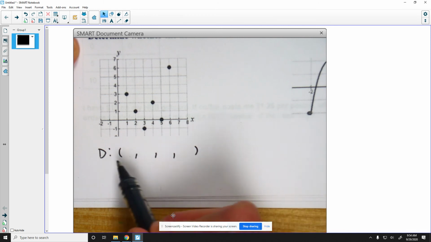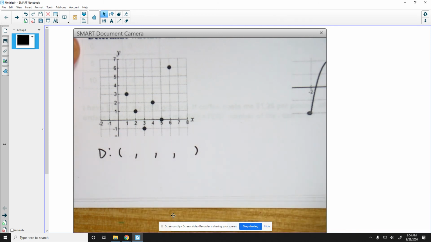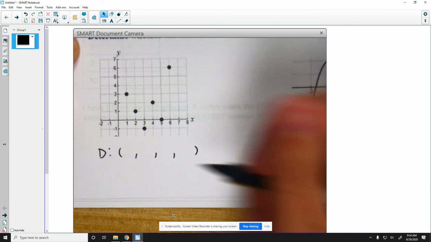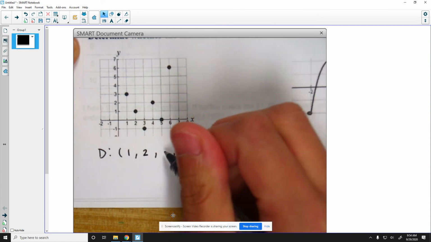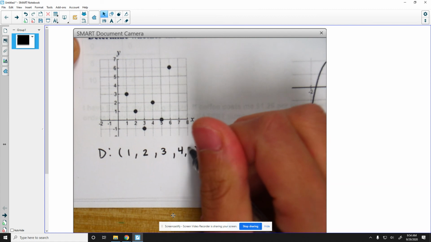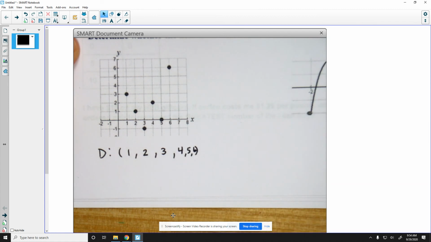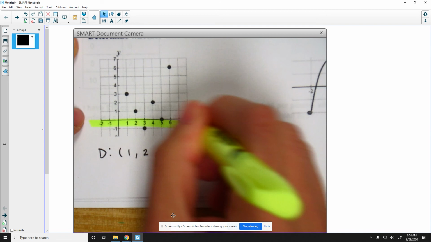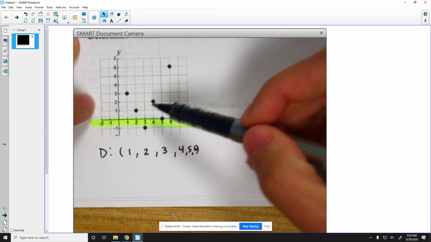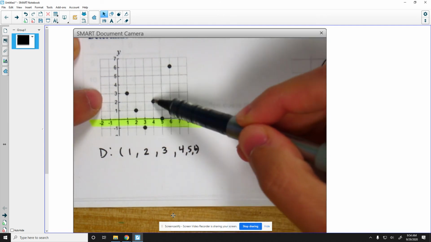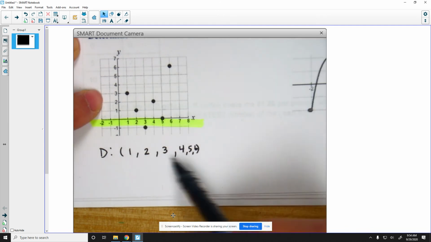Okay, does anyone think they can take a stab at this? What are the numbers of the domain? Yeah? 1, 2, 3, 4, 5, and 6. Thank you. 1, 2, 3, 4, 5, 6. Domain is just the x-axis, right? It's just the x. So where do these dots hit the x? At 1, 2, 3, 4, 5, 6. So that would be it.